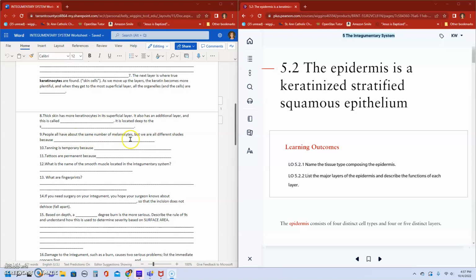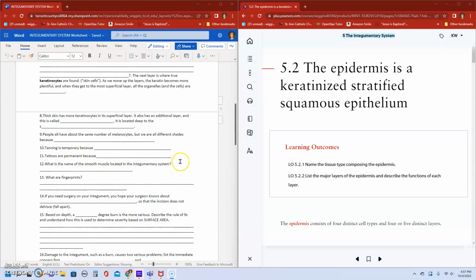People all have about the same number of melanocytes, but we all have different shades because melanocytes produce different amounts of melanin depending on your genetics. Also, another thing is melanin might be black-brown, or it could be red-yellow. Tanning is temporary because the melanocytes live in the epithelium. Epithelium goes through mitosis, so you're going to slough it off in a month.